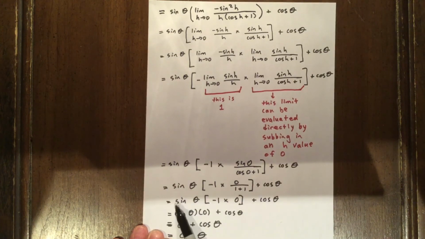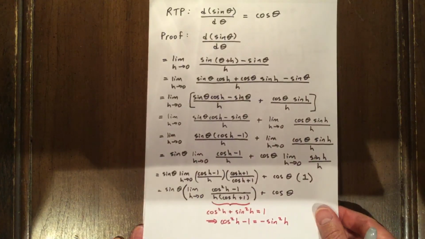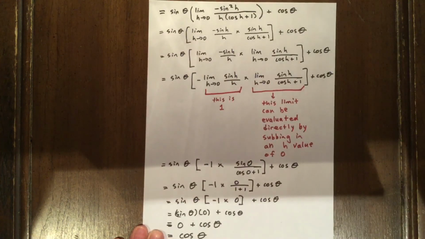So ultimately what we have is sine theta times negative 1 times 0, and then that quantity plus cos theta. That's the same as saying sine theta times 0 plus cos theta, which is the same as 0 plus cos theta, which is the same as cos theta. So we have just proved that the derivative of sine theta with respect to theta is cos theta.